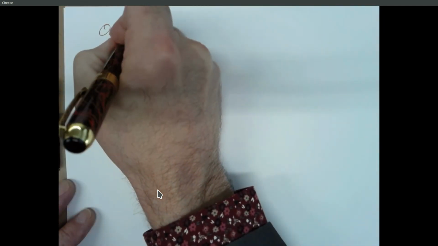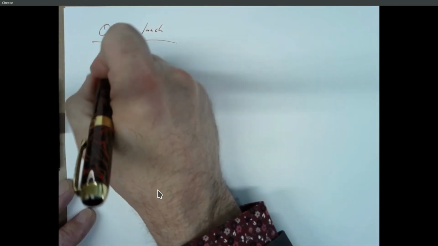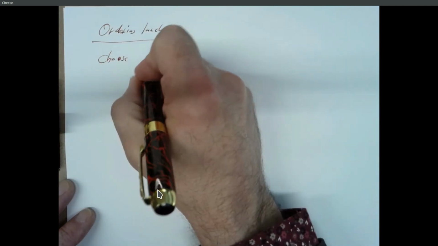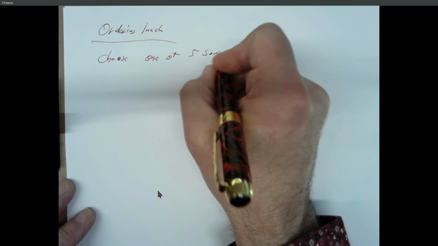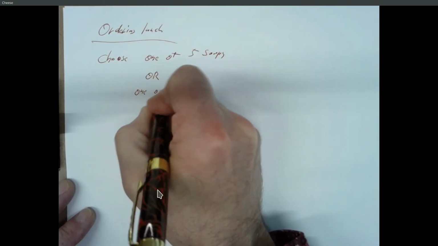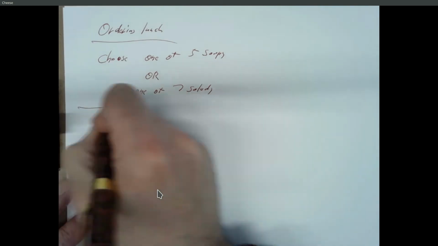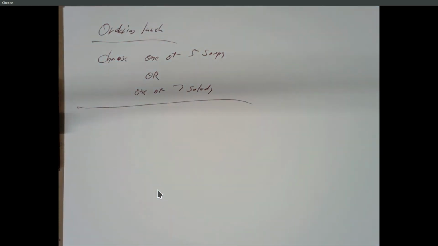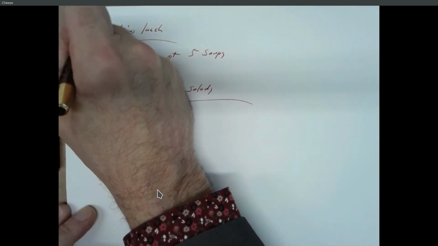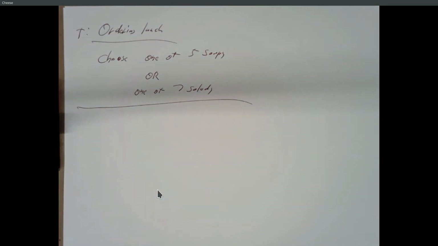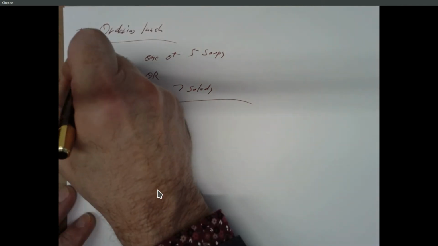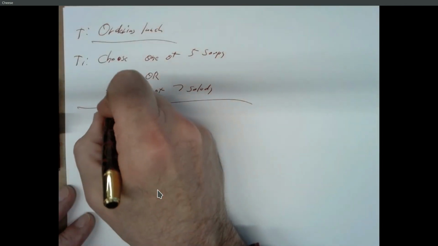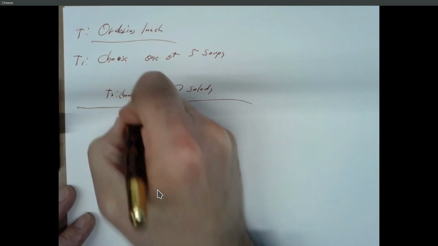Okay, so for example, ordering lunch. Choose one of 5 soups or one of 7 salads. That's all you get for lunch, a soup or a salad, no beverage or anything. So our task T is to order lunch, and we can do it as one of 2 subtasks, either T1, choose a soup, or task T2, choose a salad.